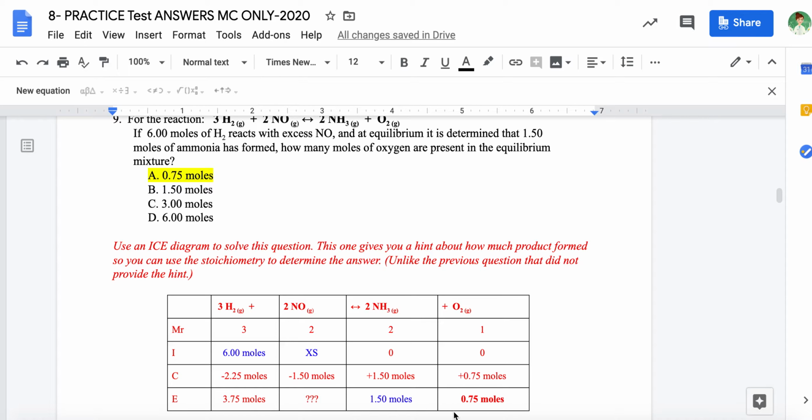I did fill in the rest of the ICE diagram for you just so you could see how it works. But obviously, if it was a multiple choice question like this, you wouldn't want to spend the time filling in the whole thing when you only needed to know the amount of oxygen.